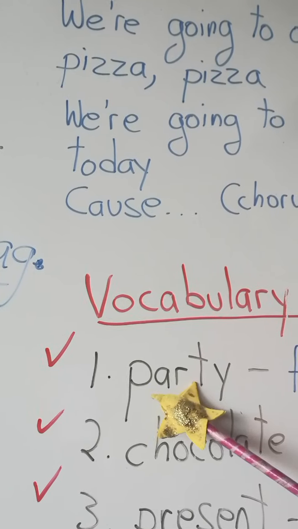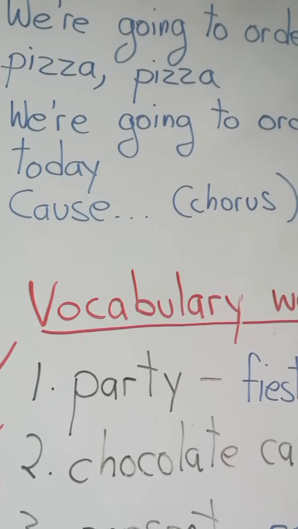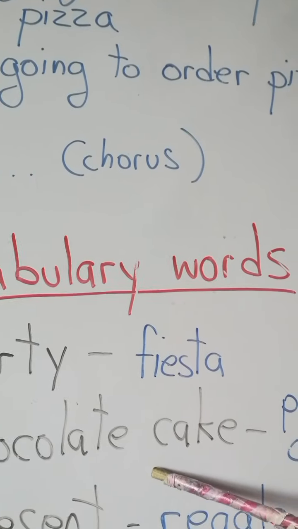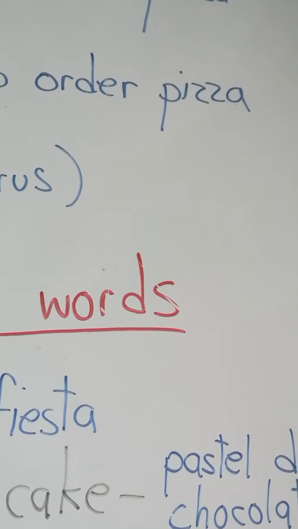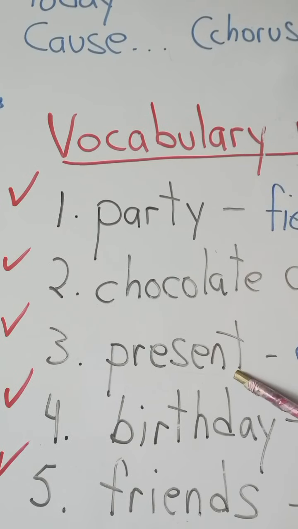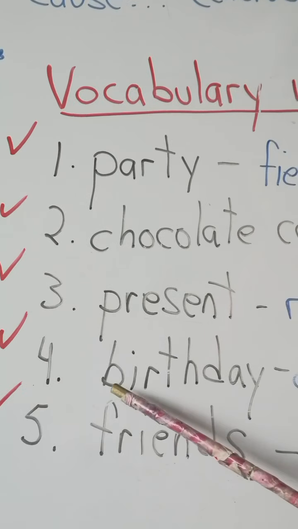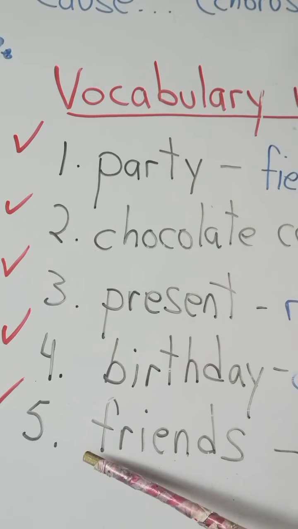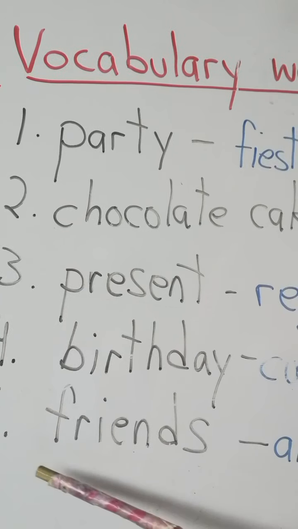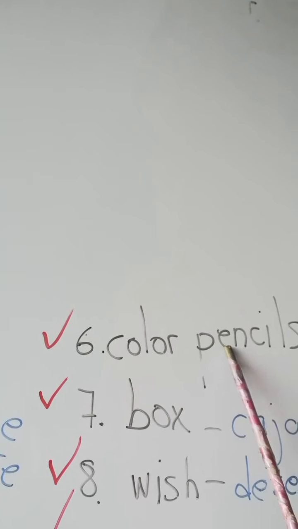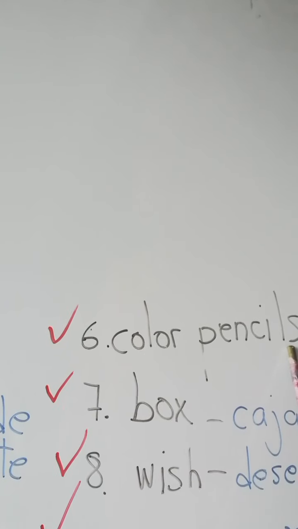P-A-R-T-Y, party. Chocolate cake, C-H-O-C-O-L-A-T-E, space, C-A-K-E, chocolate cake. Okay, let's continue with present. P-R-E-S-E-N-T, present. Very good. We have here birthday. B-I-R-T-H-D-A-Y, birthday. Good. Friends, F-R-I-E-N-D-S, friends. Very good. Let's continue with this word. Color pencils. Okay, C-O-L-O-R space, P-E-N-C-I-L-S, color pencils.